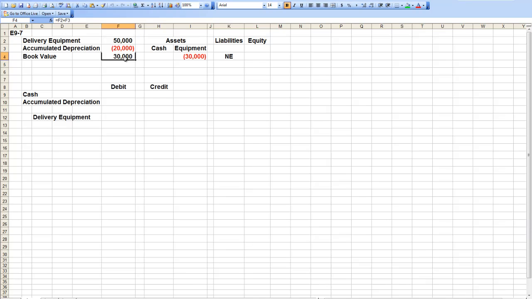So if I get rid of that asset, I get rid of these two accounts, which essentially reduces equipment by $30,000. So in the first case, notice it says, what if this thing was scrapped? Well, if this was scrapped, we would get no cash for it. So assets would go down by $30,000, liabilities wouldn't change, so equity would decrease by $30,000.